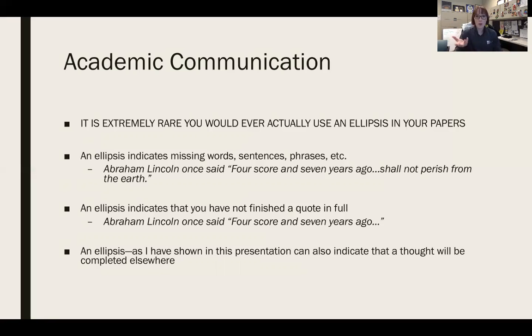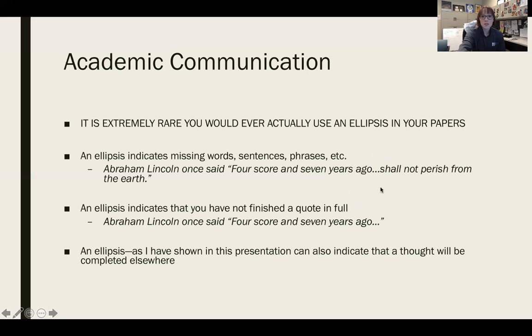So here's an example of when we would use an ellipsis to indicate that in this quote here that I have, there's missing words, phrases, and sentences. So Abraham Lincoln once said, "407 years ago, dot, dot, dot, shall not perish from the earth." So the whole Gettysburg Address is basically in these 3 little dots right here in these 3 periods.